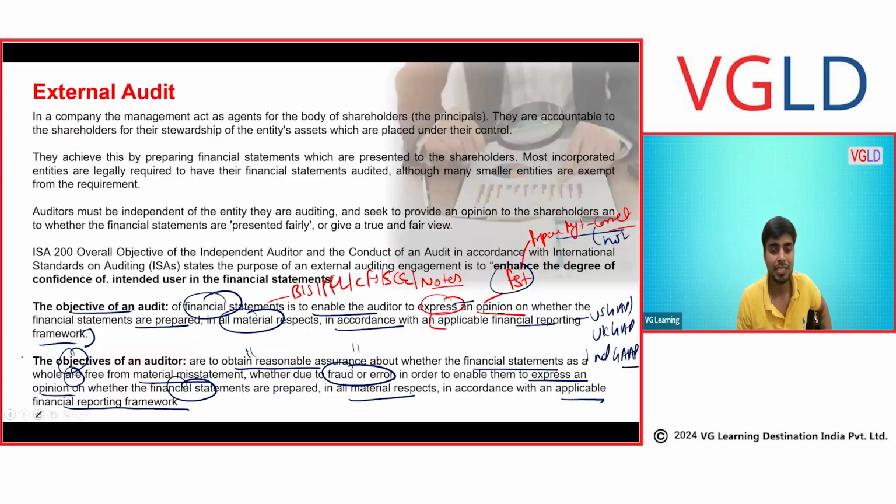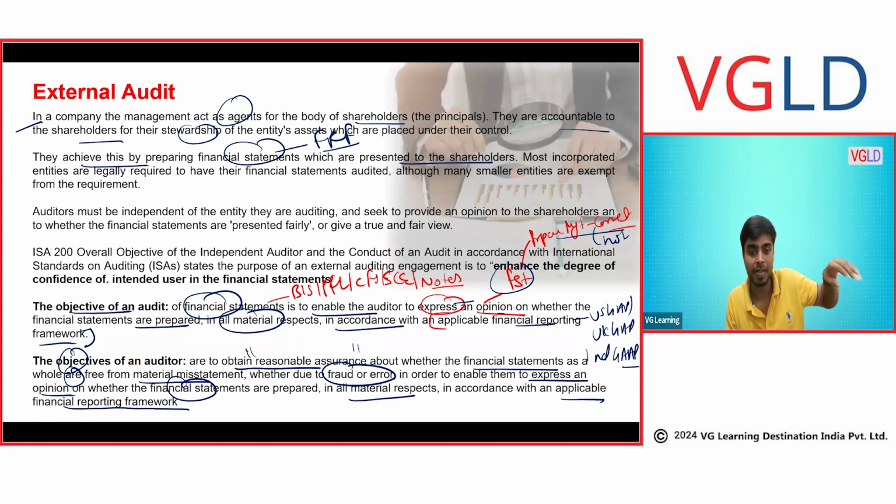Okay, so this is just a definition. In a company, management acts as an agent, a body of the shareholders. They are accountable to shareholders for stewardship. They achieve this by preparing financial statements which are presented to shareholders. These financial statements will be prepared as per the applicable country reporting requirement, and the auditor's responsibility is to check whether they are prepared as per those requirements. They are not materially misstated. This is what the auditor will check.